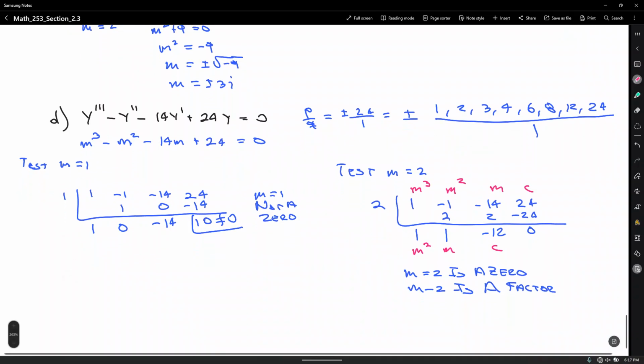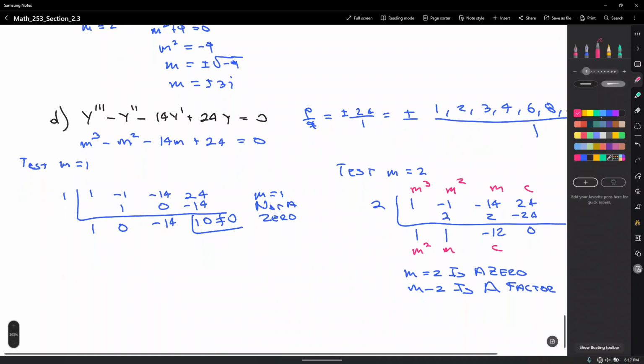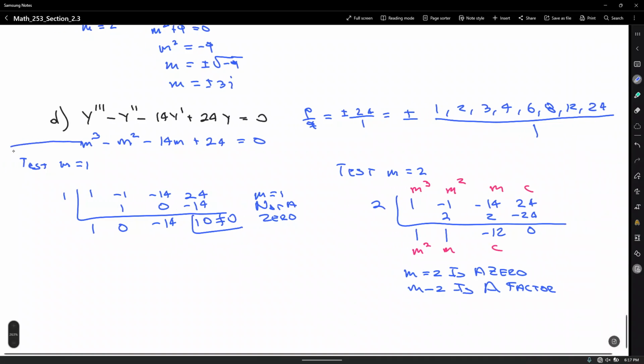So let's go back to our polynomial equation, that is this one right here, and write it in factored form. That is m minus 2, that's the first factor we got out of the 0, and then m squared times 1, which is m squared, m times 1, which is m, and the constant negative 12, equals 0. All right? And what does that mean?